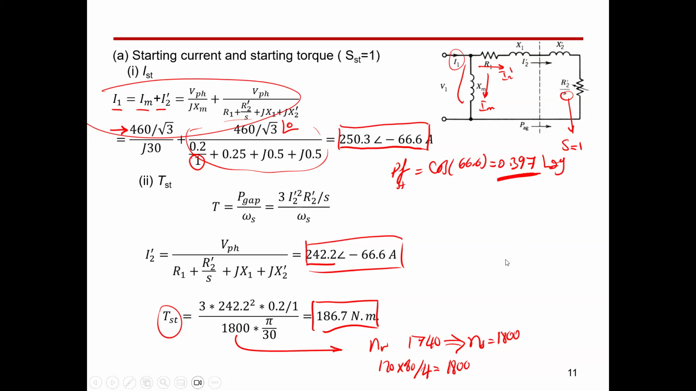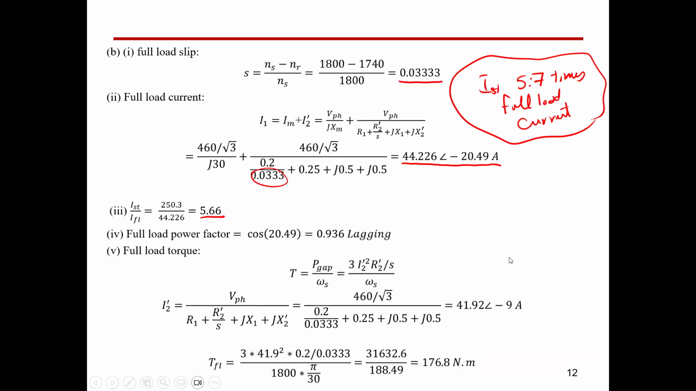Let's see what about the power factor at the full load. So the full load condition here, guys, the angle of the current here is 20 degrees. So cosine 20.4 is 0.936. So this is very nice power factor. So we need to stop at this point. We need to understand, now, when you buy an induction motor, which power factor do you care of? The starting power factor or the full load power factor?